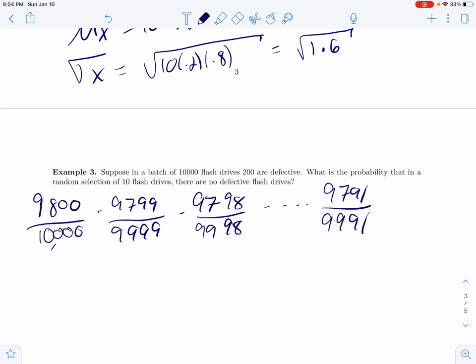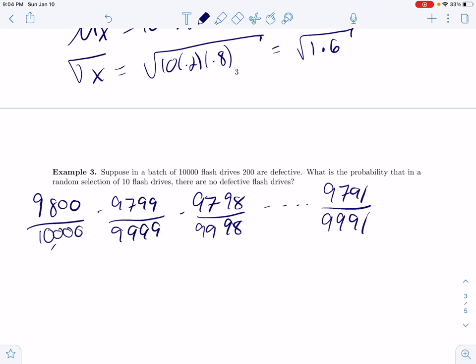So what happens if I pretend that this isn't the case? In other words, what happens if I pretend that we're doing this with replacement, or that each of these events are independent? Here these events are dependent. Me getting a non-defective on the next step relies on me getting a non-defective on the previous step. Well, if I want to do this, I pretend it's a binomial distribution.